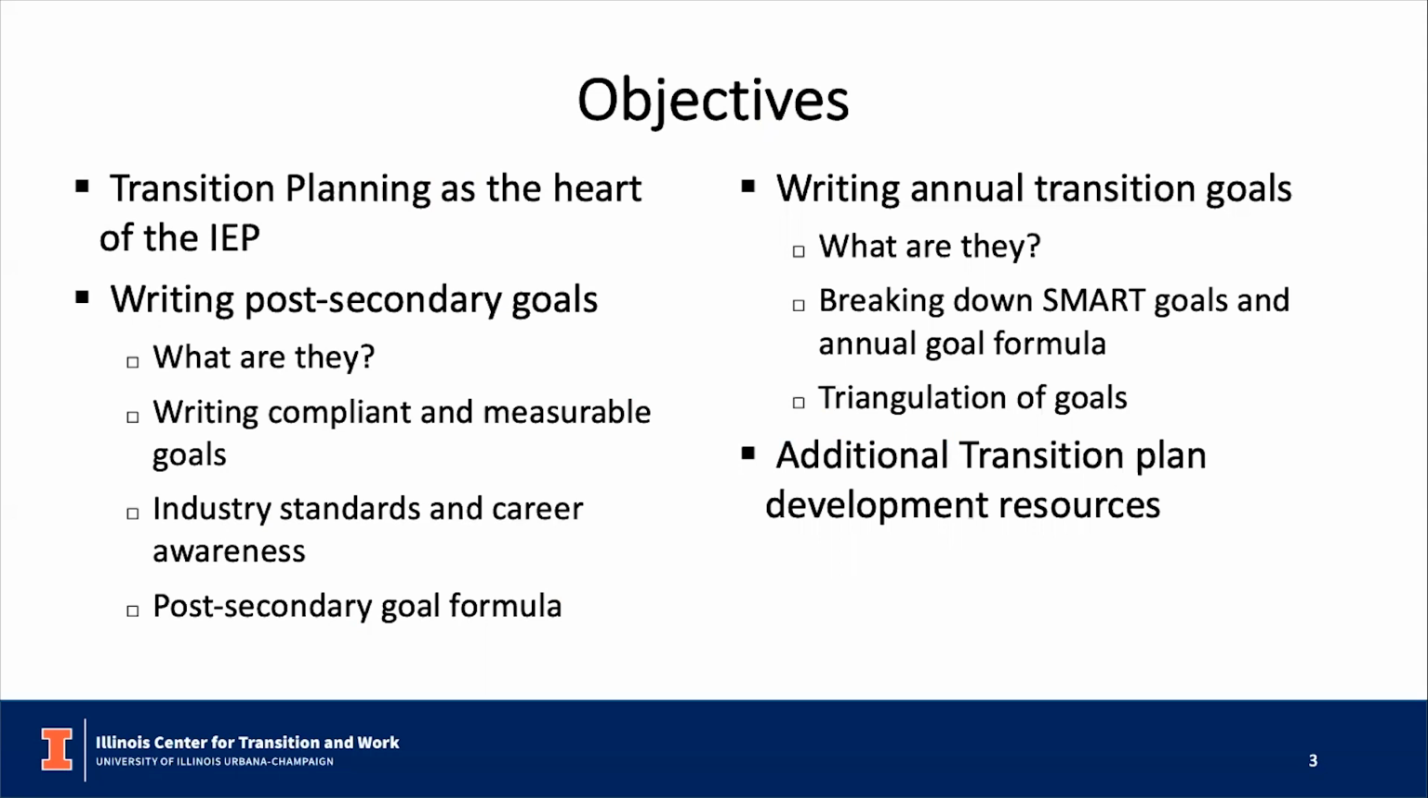We're going to dive into writing post-secondary goals, more about what they are, how we make sure they're compliant and measurable, looking at industry standards and career awareness as part of our guiding light with the development of these, and the formula we should be using when putting these together for our students. Then we'll also talk about the annual transition goals. What are those? How do we develop those using the SMART goal template, and making sure that we're putting them together in a formula that's meaningful and measurable.